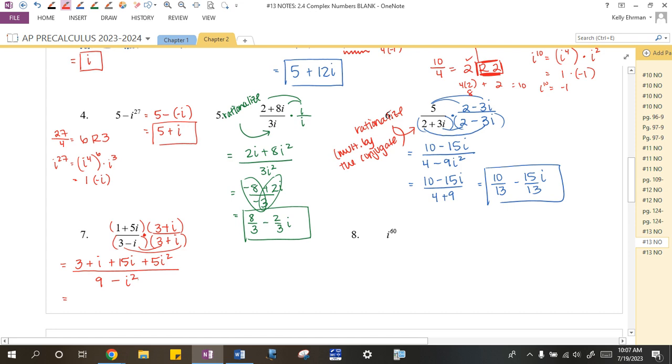So we have 3 plus 5i squared. So 3 minus 5 is negative 2. i plus 15i is plus 16i. 9 plus 1 is 10 in the denominator. So negative 2 tenths plus 16 tenths i. And reduce that. Negative 2 tenths is negative 1/5 plus 8/5 i.